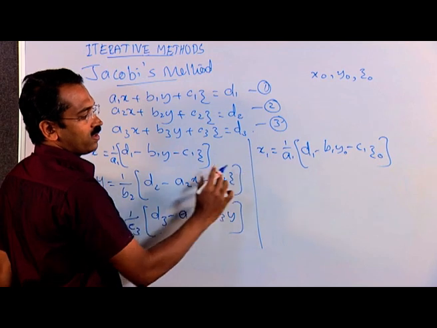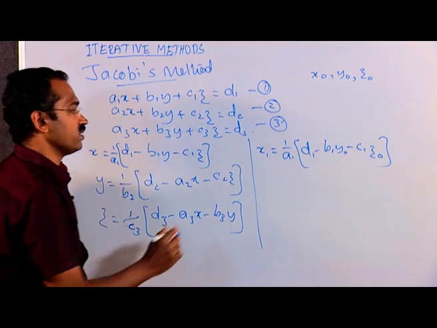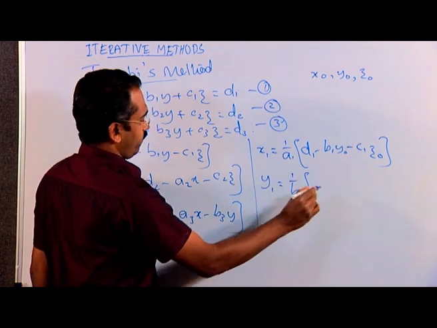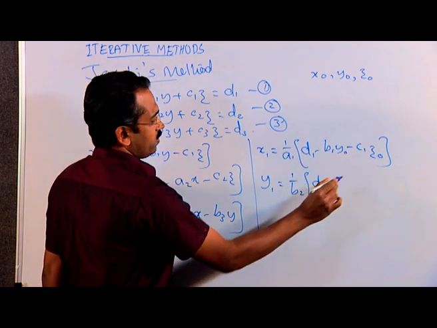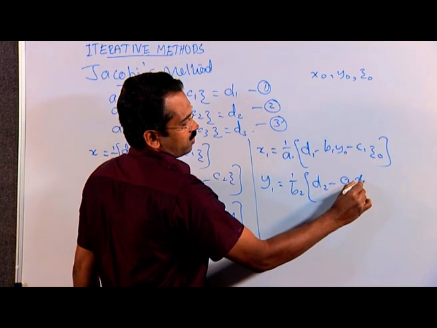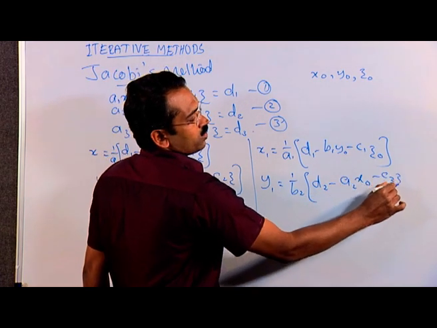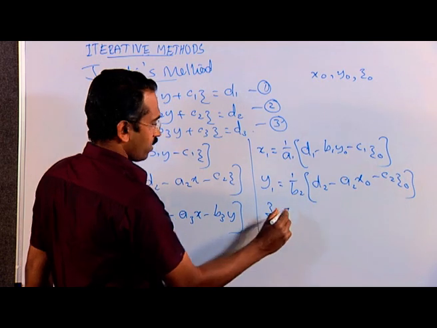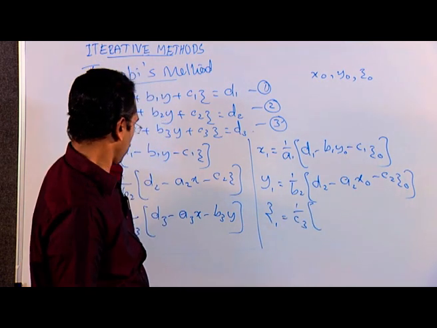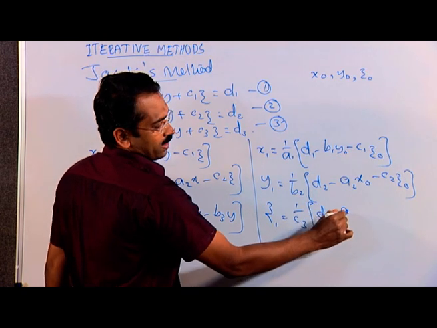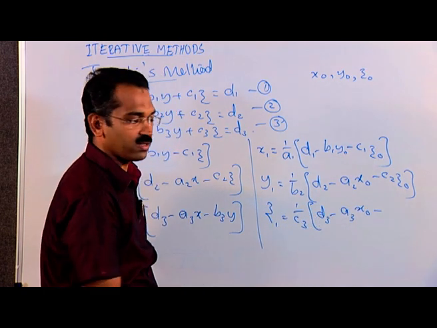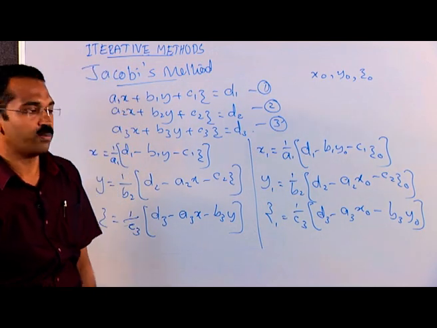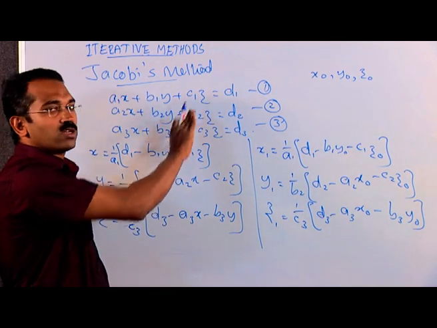From this, the first approximate value of y is y1 is equal to 1 by b2 into d2 minus a2 x naught minus c2 z naught, and from this we will get z1 is equal to 1 by c3 into d3 minus a3 x naught minus b3 y naught. These are the first approximate values of the solution of the given system.